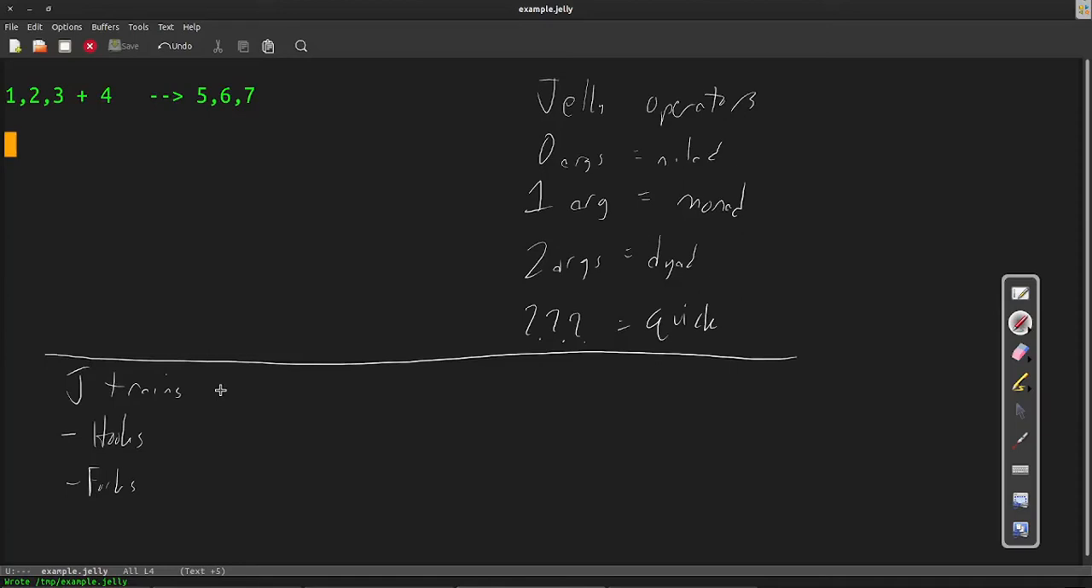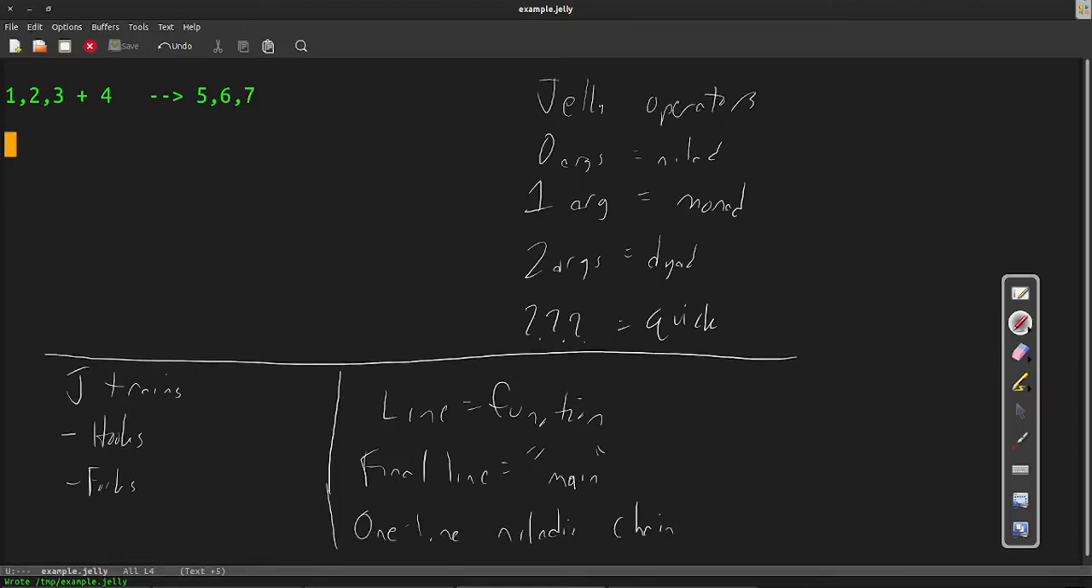A Jelly program consists of multiple lines of code. Each line constitutes effectively a function. And the final line is automatically considered the main function. The main function is passed any input parameters, such as from the command line, and will be treated as a nilad, monad, or dyad, depending on the number of input arguments from the command line. In our case, we simply want to run a computation, and we require no input. We also won't need any helper functions, so our Jelly program will be a one-line niladic chain. Like in many golfing languages, the output of your program is the result of the main statement, so the result of our main chain will automatically be displayed to the screen.